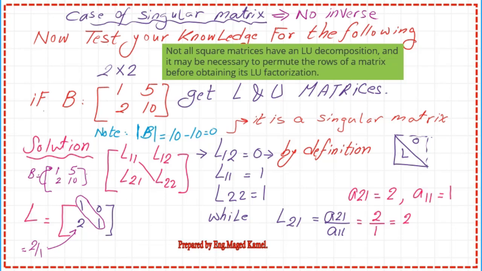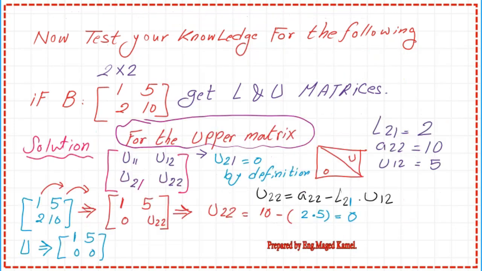We'll move to the next slide and determine the values of the upper matrix. As we can observe, this is the matrix P. This element goes to here, and this element goes to here. So this is the value of U11, and this is the value of U12. While here U22 will be equal to A22 minus L21, which is 2, multiplied by this pivot, which is 5: 10 minus 10 equals 0.